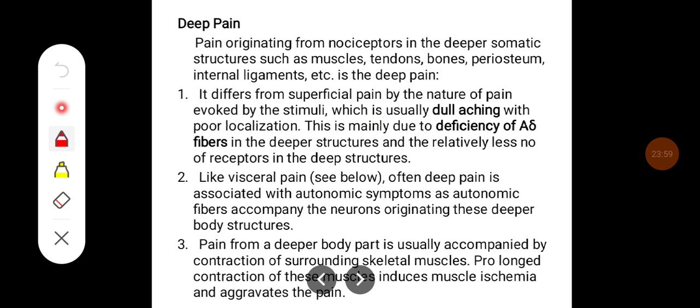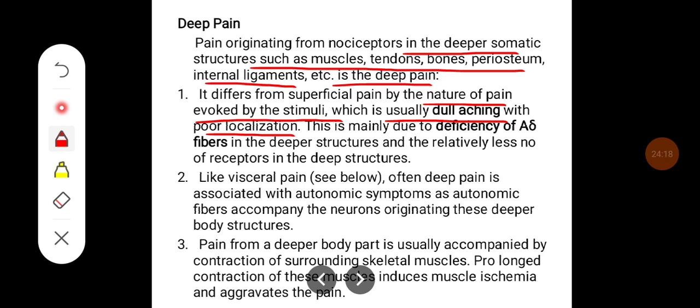Pain originating from nociceptors in the deeper somatic structures such as muscles, tendons, bones, periosteum, internal ligaments, etc. is the deep pain. It differs from superficial pain by the nature of pain evoked by the stimuli, which is usually dull aching with a poor localization. This is mainly due to the deficiency of A delta fibers in the deeper structures and the relatively smaller number of receptors in the deep structures.